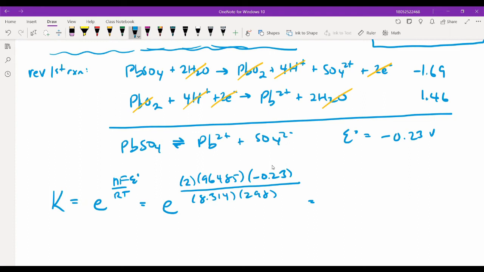So what did I get here? I got e to the negative 17.9, which was 1.6 times 10 to the negative 8. That sounds pretty reasonable for a KSP value. They're usually, again, pretty small numbers, if you recall. And these solutes are weak electrolytes, and so the reaction heavily favors the reactant side.